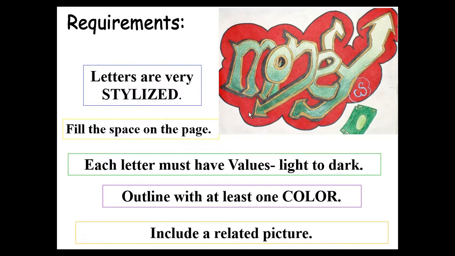Each letter has to have values. So this one actually has the darker value at the bottom, and it fades to light on each letter. Darker to lighter, darker to lighter. You have to outline with at least one color. They actually outlined in multiple colors. So he had a gold marker that he was able to outline and a black marker that he was able to outline with. Include a related picture. So he added some money over here and did do a background to make this stand out more.